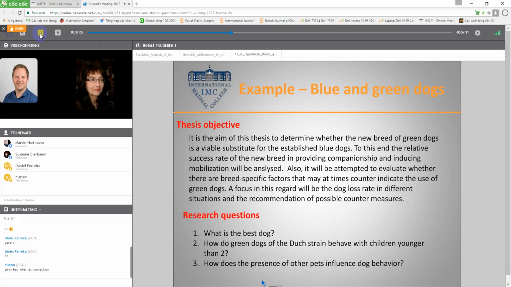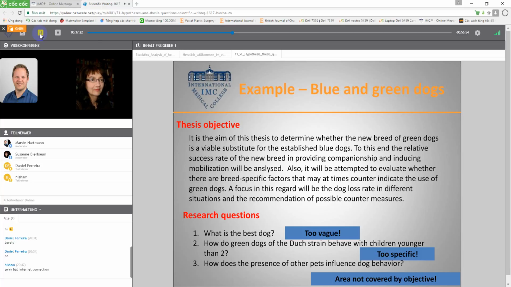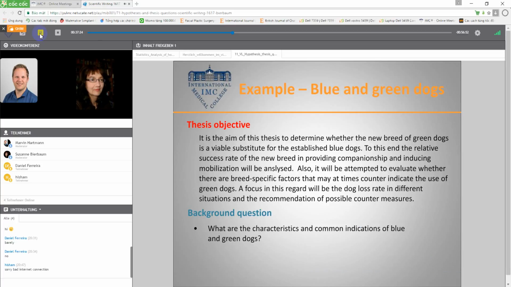Last one: how does the presence of other pets influence dog behavior? If you read through the objective, that's never mentioned anywhere. So that's also a common mistake, questions not covered by the objective. Only what's in the objective goes into the questions. Too vague, too specific, not covered by the objective.